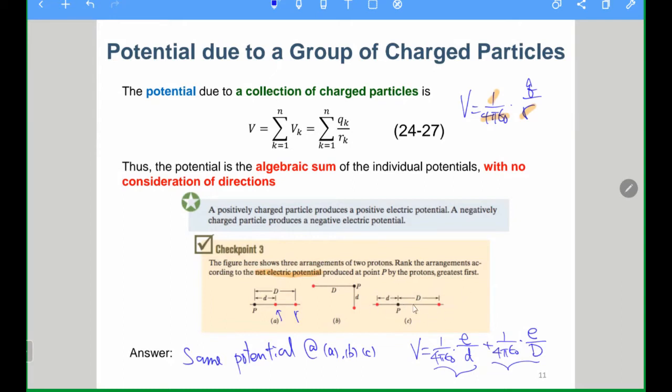But if you consider the E field, then I will say the E field at point P for part A will be larger than the one in part B, which will be larger than the one in part C. Okay, so that's for the E field. For the E field, I would say A is larger than B is larger than C. But when we consider the net electric potential, they are actually the same.